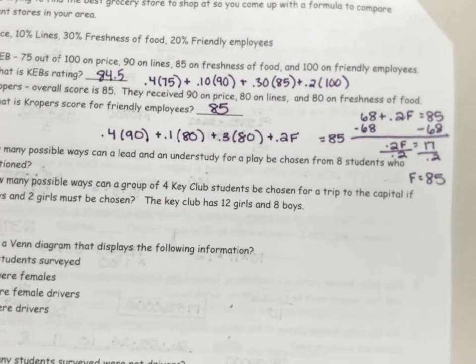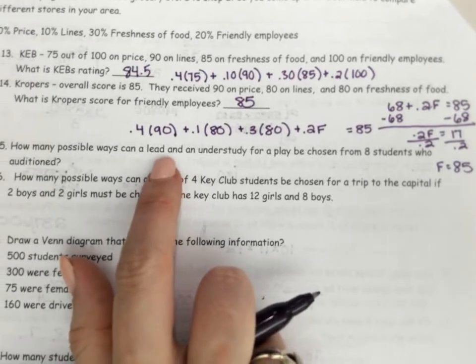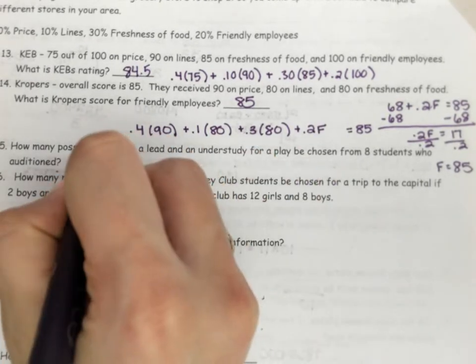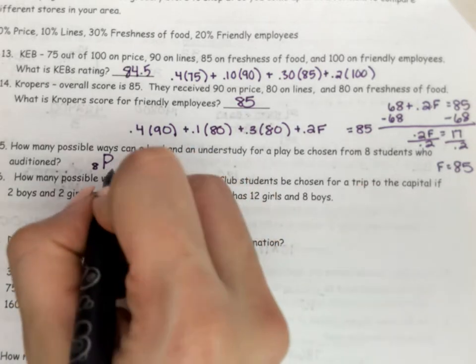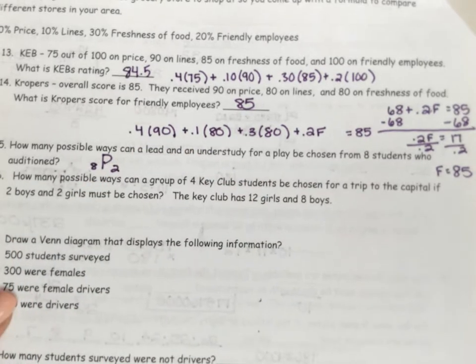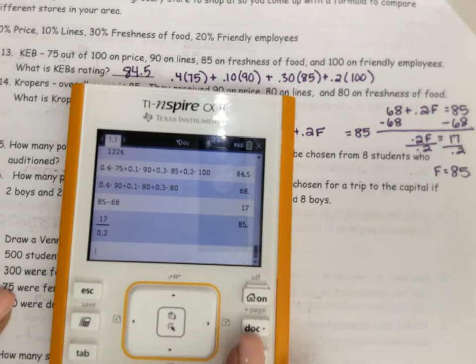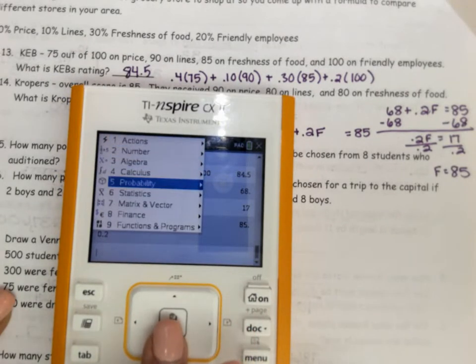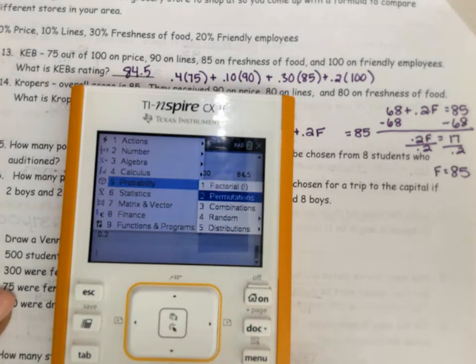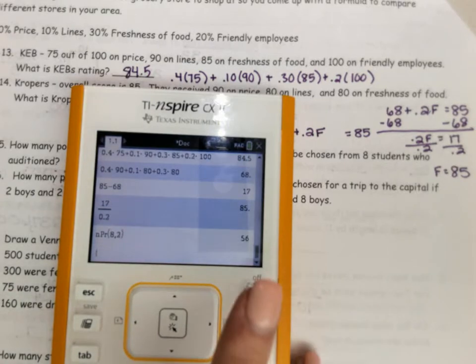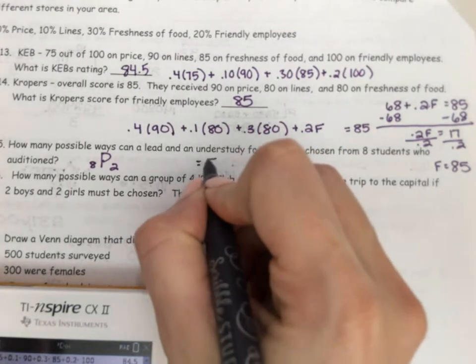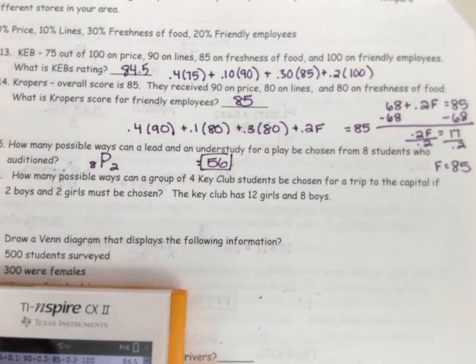How many possible ways can a lead and understudy for a play be chosen from 8 students who auditioned? Okay, so because we're assigning roles, a lead and an understudy, this is a permutation. So out of 8, we are selecting a permutation for 2 parts. To do that on the calculator, we click Menu, Probability, Permutation, 8, 2. So there are 56 ways to pick them.